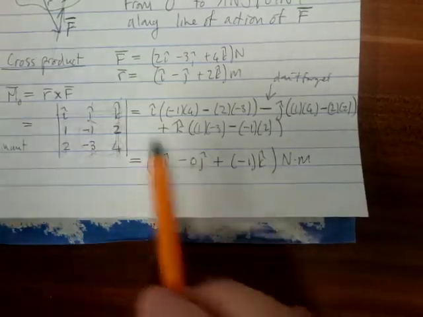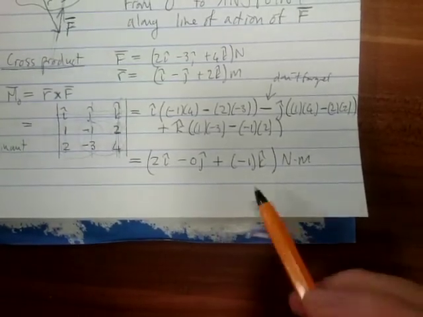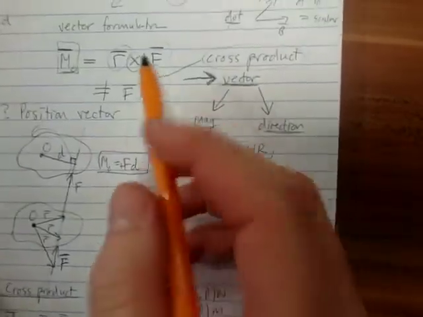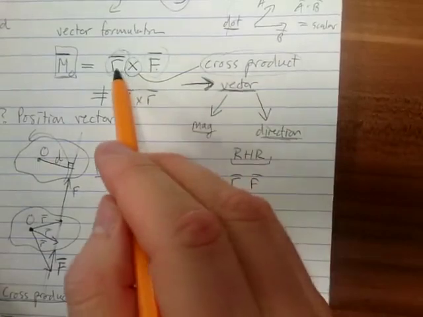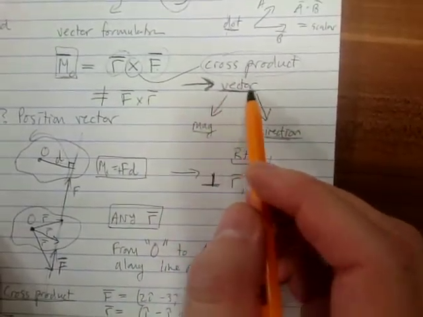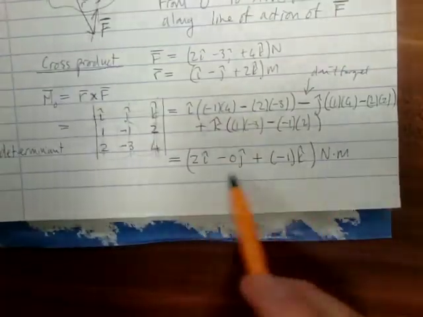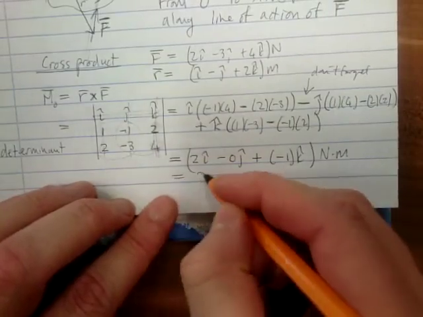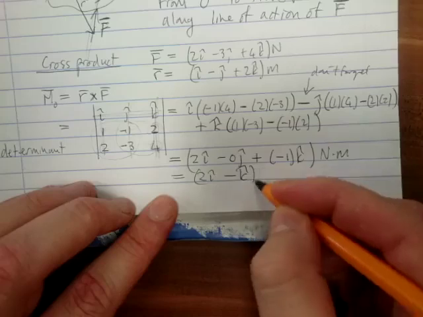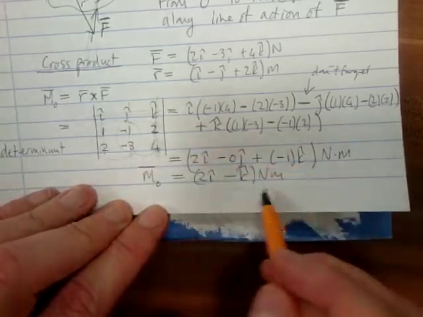Okay, so now that we've done all the maths and we've gotten this answer, we have to ask ourselves, what does this mean? Well, remember what I said to you earlier, that our moment, we use the cross product, R cross F, and it gives us a vector. This vector has a magnitude and a direction. What does this mean? Let's just rewrite it. 2I minus K Newton meter. That's my moment in Cartesian vector form.